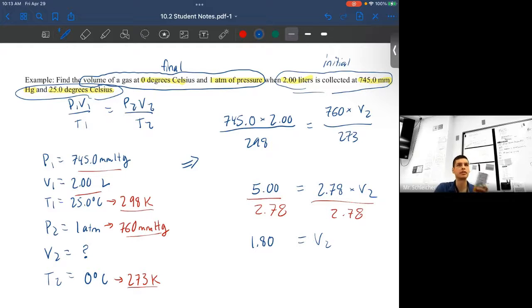And then what are my units of volume here? Liters. So don't leave that out. Don't leave the liters out.